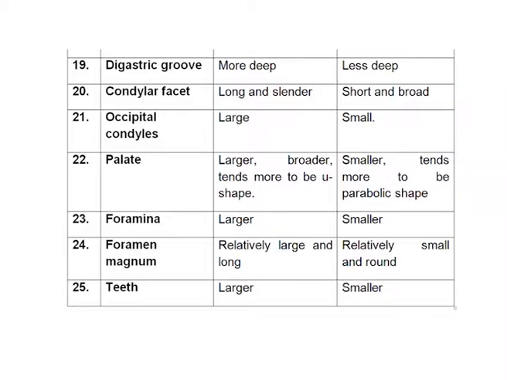The palate is larger, broader and tends more to be U shaped in males, whereas in females it is smaller and tends more to be parabolic in shape. I am talking about the shape of the palate. Male skulls have larger foramina, whereas female skulls have smaller foramina. The biggest foramen of the skull, the foramen magnum, is relatively large and long in male skulls, whereas in female skulls it is relatively small and round. And teeth in general are larger in males, whereas they are smaller in females.